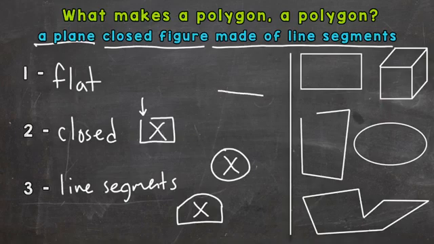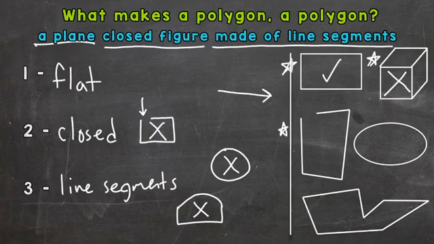So let's take a look at the right-hand side of your screen here. We're going to go through five different figures and determine if they are polygons. The first one here, this rectangle, it's flat, it's closed, and it's made of line segments. So it is a polygon. Let's go over to the cube here. It is not flat. It is closed and it is made of line segments, but remember, we have to have a check mark next to all three characteristics. So a cube is not a polygon because it's three-dimensional.